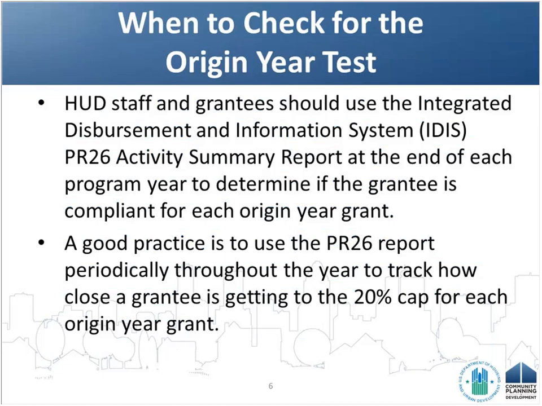So I think when the grantee submits the CAPER, it is a good time to check whether you are in compliance with the Origin Year Expenditure Test. Of course, a good practice is to use the PR26 Activity Summary Report periodically throughout the year and see if the grantee is getting close to the 20% cap for each Origin Year grant.